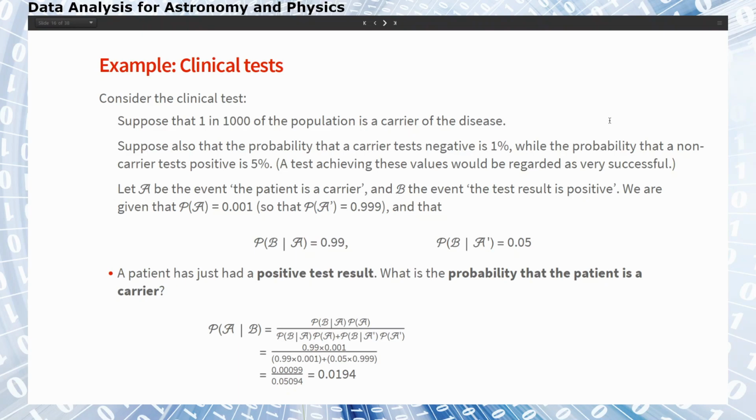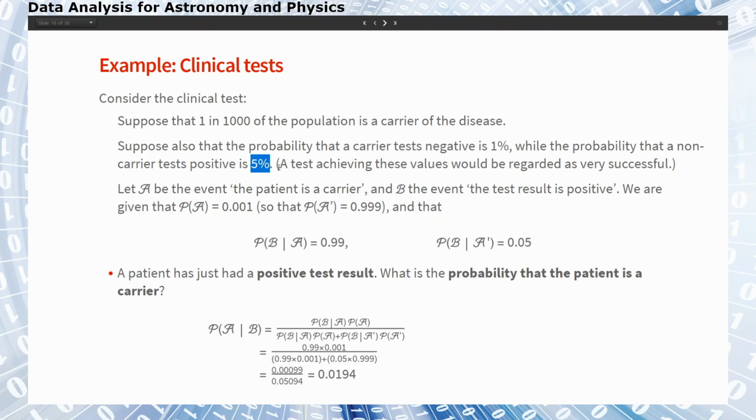Now let A be the event the patient is a carrier and B the event the test result is positive. We now have the 4 possibilities. Somebody is a carrier and has a positive or a negative test. Somebody is not a carrier with a positive or a negative test. We are given P(A), the probability of being a carrier, and P(B given A), which was the 99% coming from this one, and P(B given not A), which is this 5%.